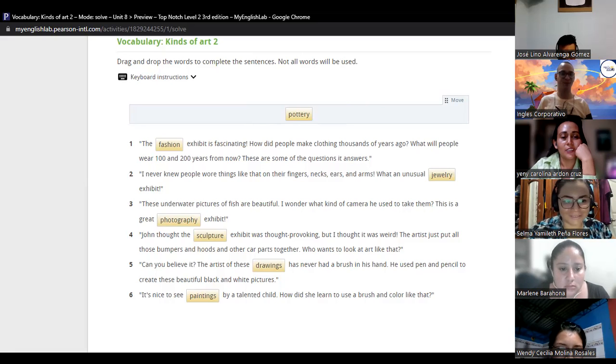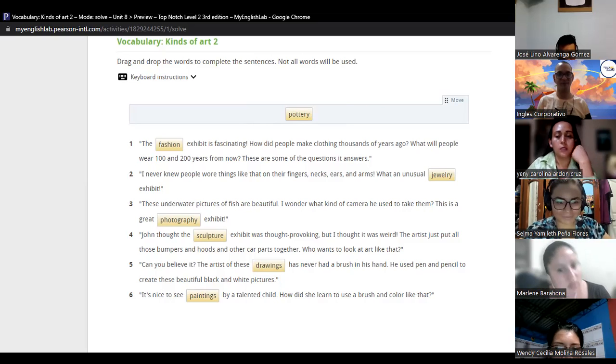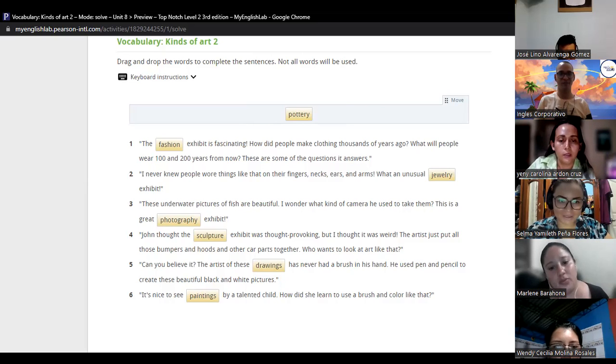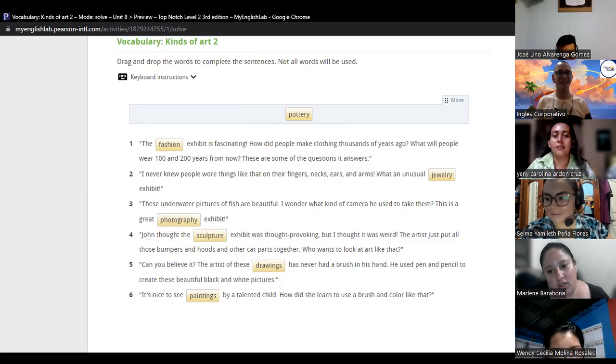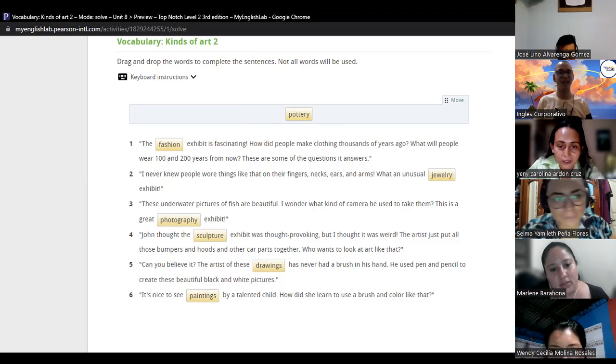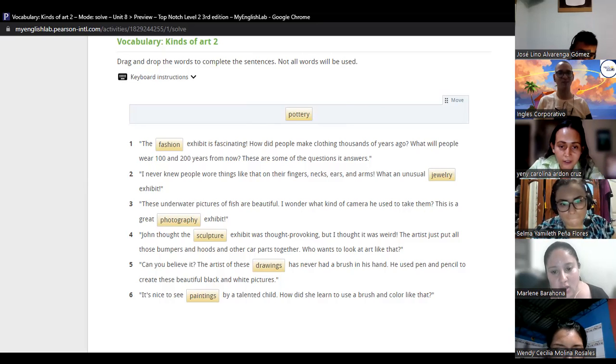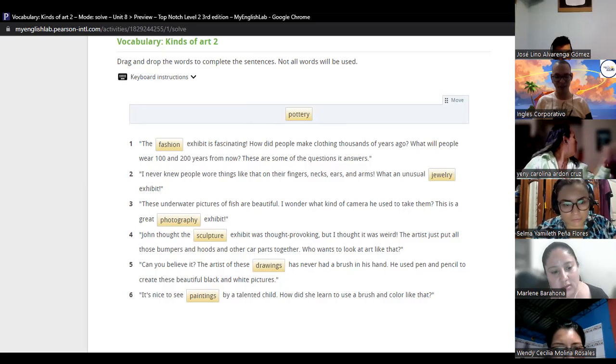Number 4. John thought the sculpture exhibit was thought provoking. But I thought it was weird. That artist just put all those bumpers and hoods and other car parts together. Who wants to look at art like that? Thank you so much. That was cool.